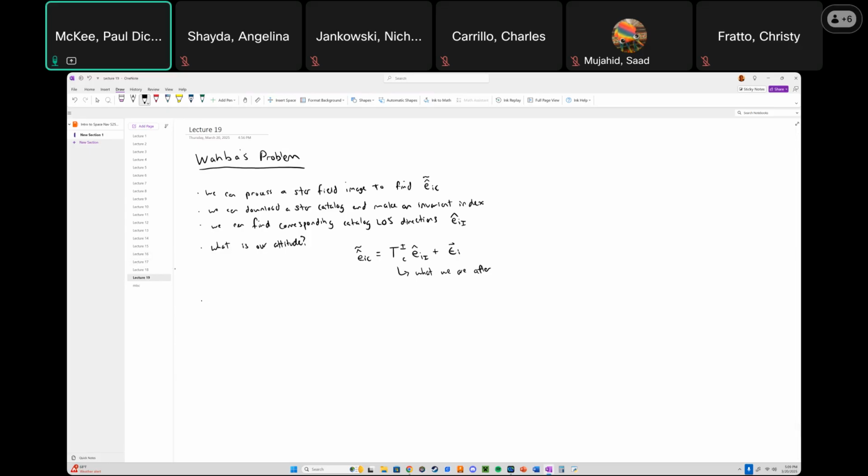We will pose this as an optimization problem. So we know what ought to be zero. It seems to me that E_I^C hat tilde minus T_I to C E_I^I ought to be zero, right? All we did was move this over to the other side of the equal sign.